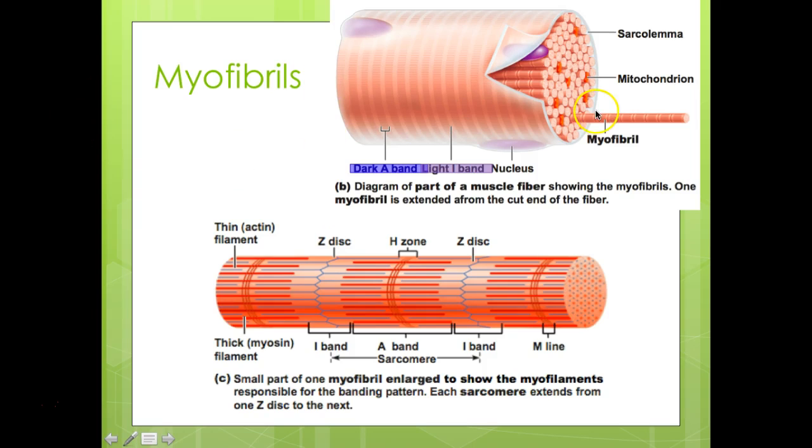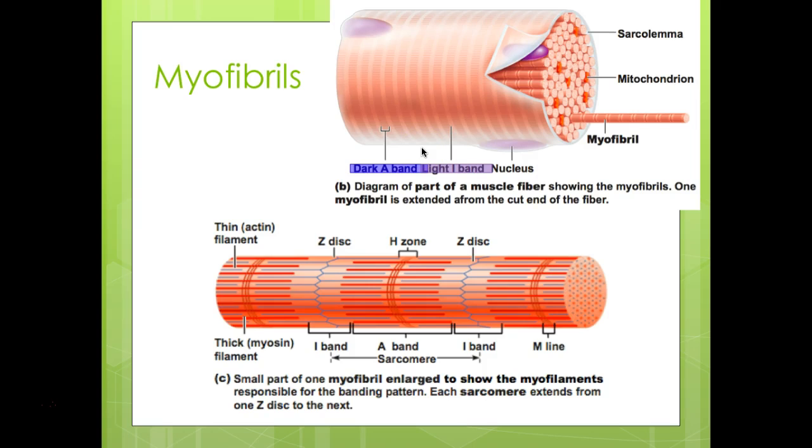So one myofibril being pulled out here is made up of several different sarcomeres. So here is a sarcomere, and it goes from Z disc to Z disc. Within this, we have I and A bands. So I just wanted to point that out before we talk about A and I bands. These A and I bands create that striation look.